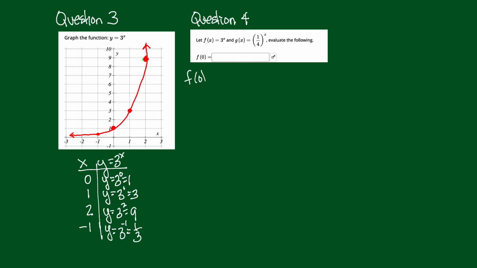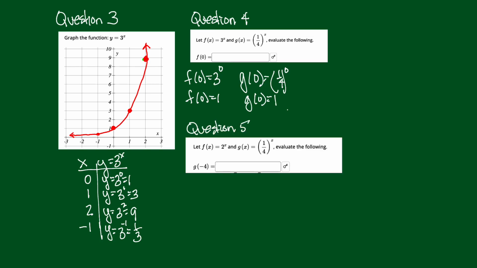I'm going to do f of 0. That's just going to be 3 to the 0, right? What you're going to do is put that 0 in for that x, and a non-zero number to the 0 power is 1. So that's 1. And then what do you get if we did g of 0? This will be 1/4 to the 0, so g of 0 is still a 1.